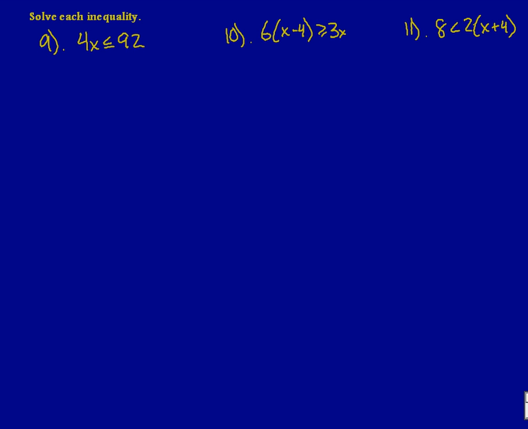Okay? These next ones are just solving each inequality. This first one, I have 4 times x, so I got to divide both sides by 4, giving me x is less than or equal to 23 here. So on my number line, 0 is over here, 23 is over here. It's going to be a filled in circle, and I'm shading to the left.